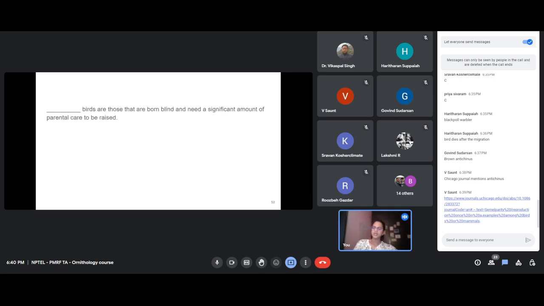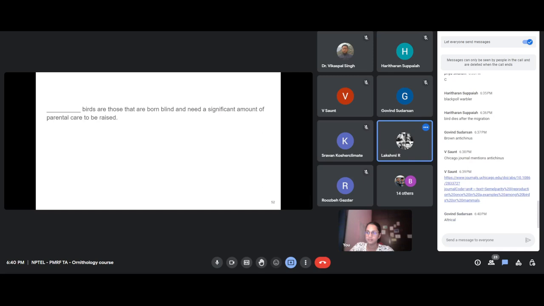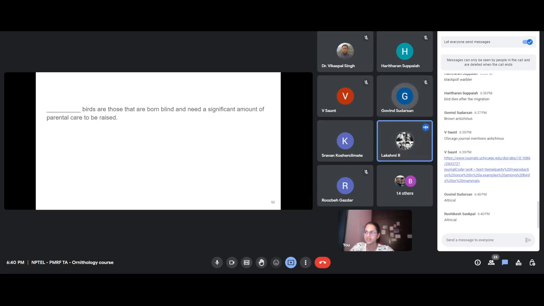So, dash birds are those that are born blind and need a significant amount of parental care to be used. What is the scientific term for these birds? Precaution. Okay, Lakshmi says precaution. Govan says altricial. Altricial, yeah, sorry. Shravan says altricial. Rishikesh says altricial.